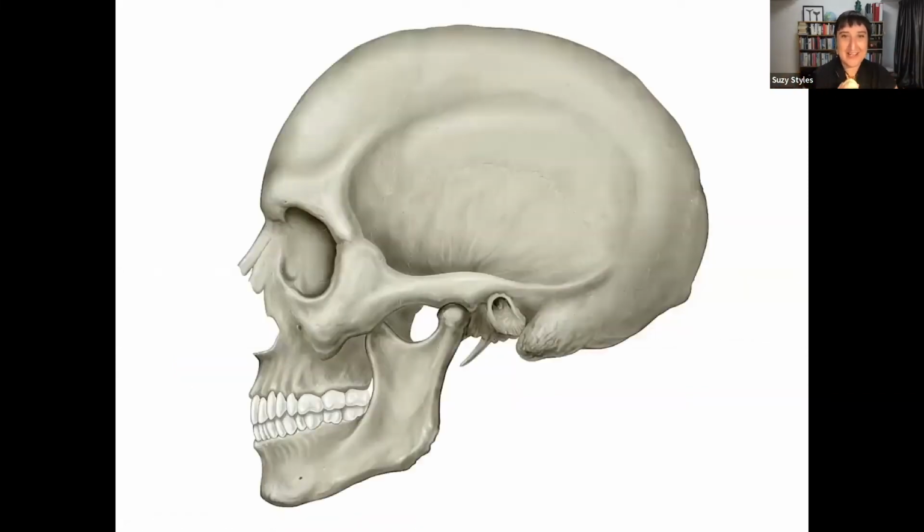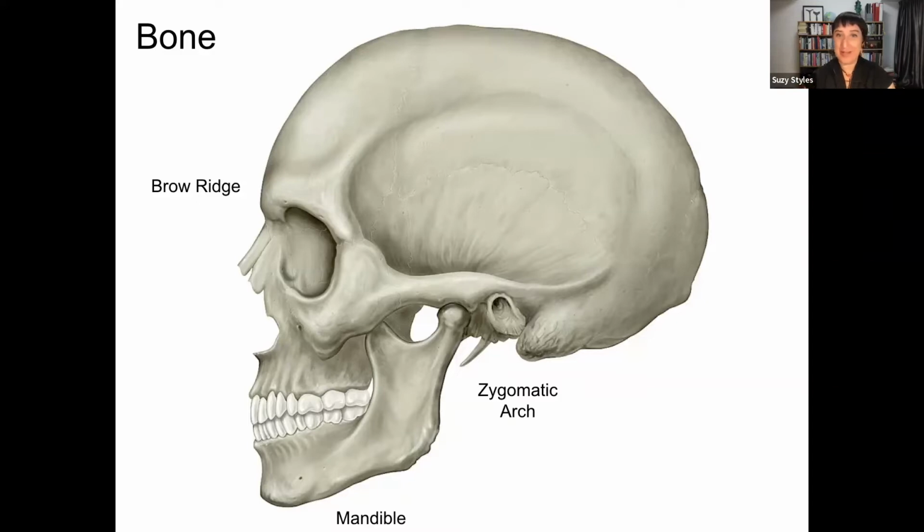Here we have a lovely anatomical diagram of a human skull. I'm going to introduce a few different features that we can look at if we want to compare the morphology, the shape and structure of skulls across different primate species. First, we have the brow ridge. This is the bony protrusion that sits just above the eye sockets.